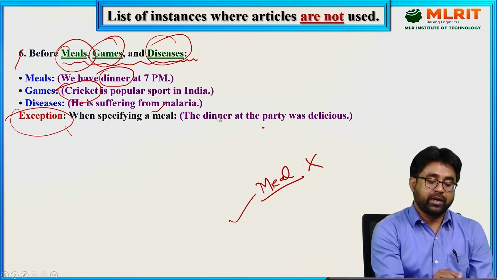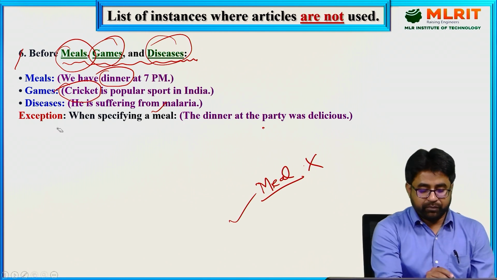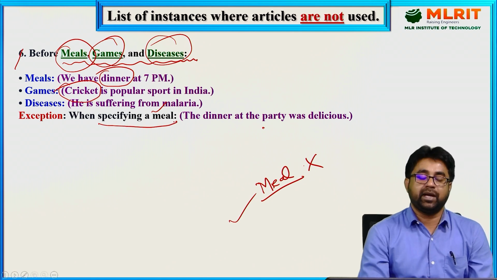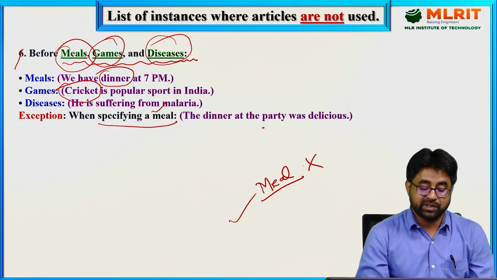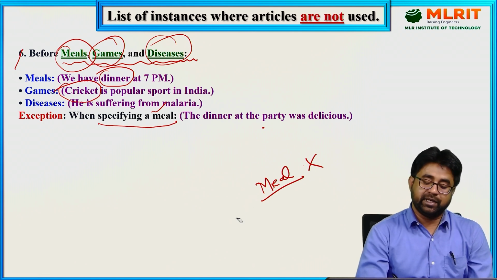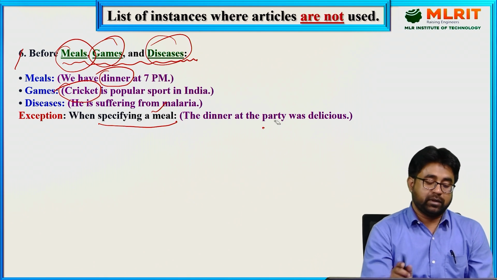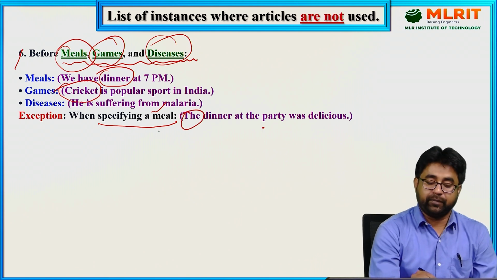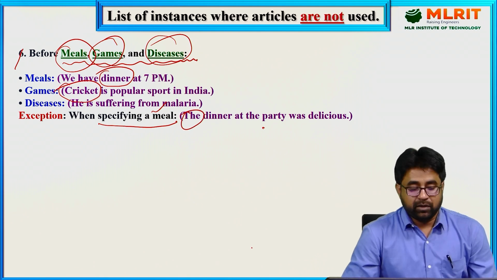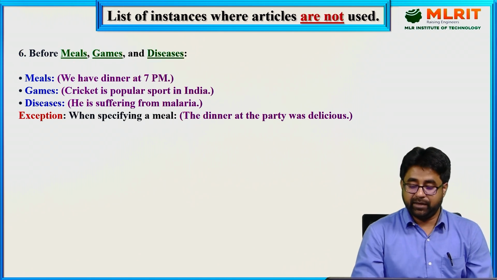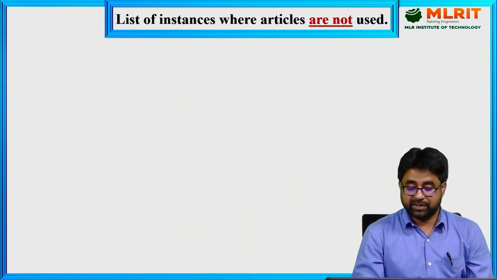And what is the exception? If we are specifying the meal, if we are talking about a particular meal or a specific meal, then in that case we are supposed to use the definite article the. You can see. Okay, so let's move to the next slide and see what the next instance is.